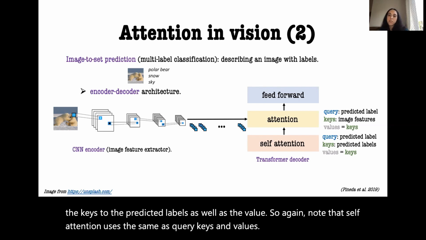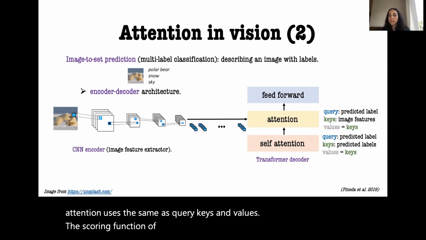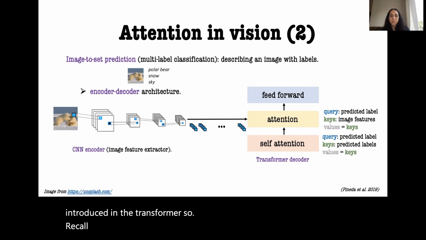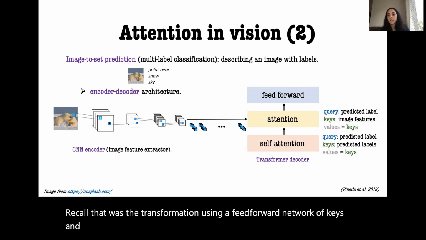The scoring function of this model is the one that we have initially introduced in the transformer. So recall that was the transformation using a feed-forward network of keys and queries followed by a scaled dot product.